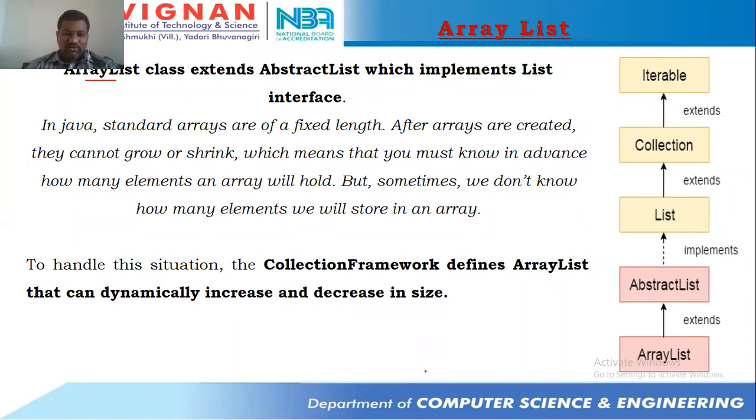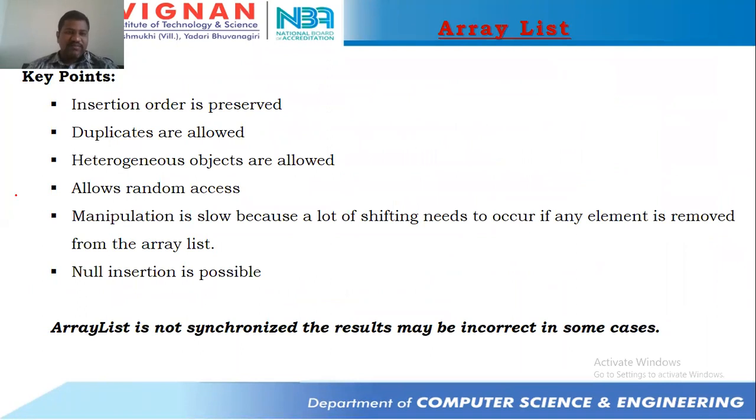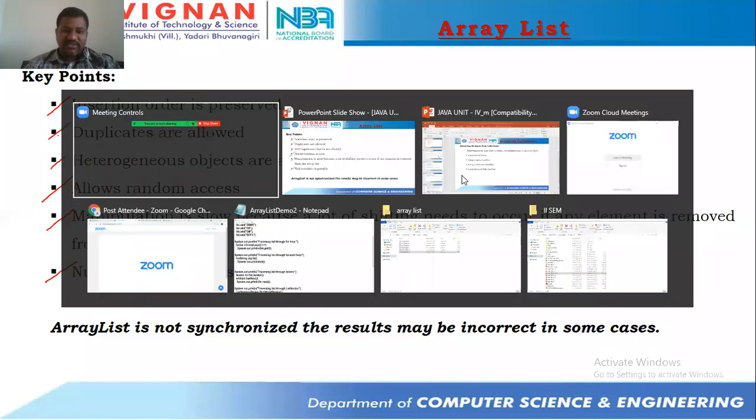Before going into this array list, first of all, we need to remember these points. Insertion order is preserved. The meaning of this is that in the way we inserted, in the same way we will get the elements. Duplicates are allowed in array list, heterogeneous elements are allowed, and it allows random access. Manipulation is very slow because shifting has to be done, and null insertion is also possible. One more point is that methods are not synchronized, so results may be incorrect in some cases. I will discuss synchronization later, at the end.